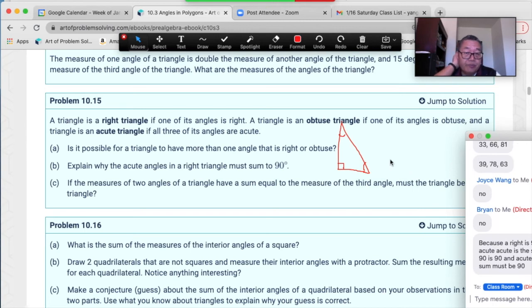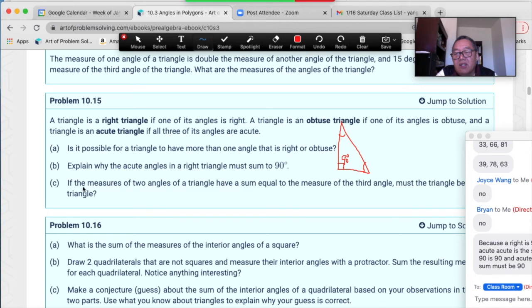So in any right triangle, we still know the sum of these three angles equals 180 degrees. Then this right angle is 90 degrees, right? So that means the sum of these two will equal 180 minus 90. So that should equal 90 degrees. The sum of these two angles should equal 90 degrees.